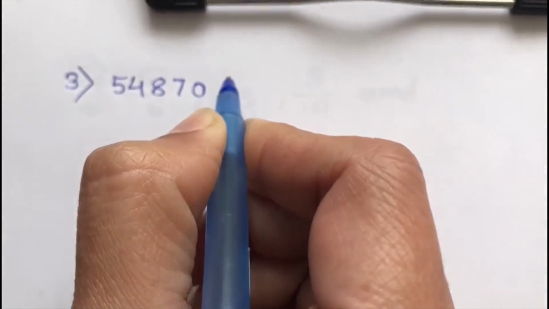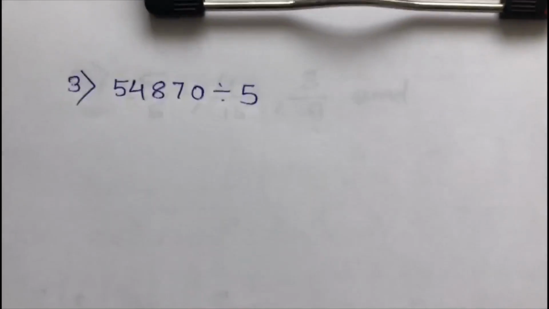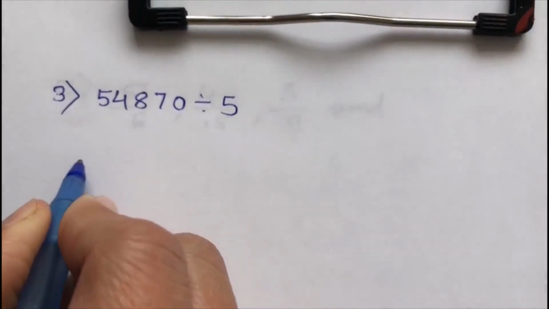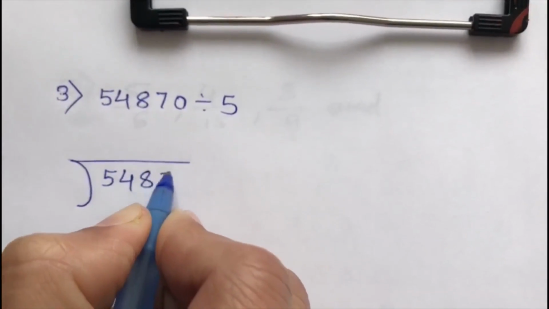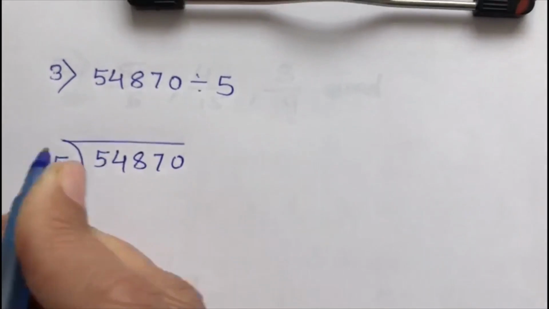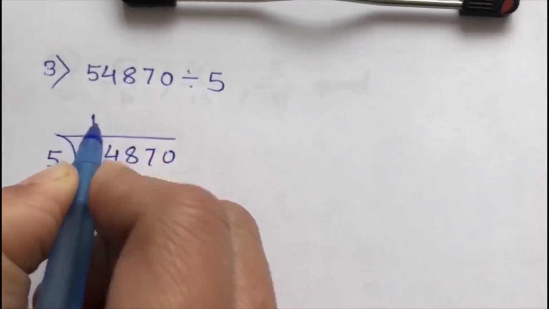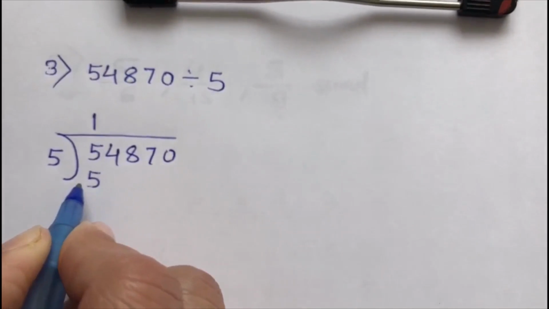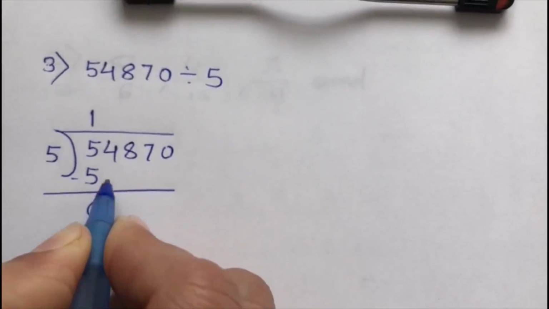So next example is 54,870 divided by 5. So I write this example in this format: 54,870 divided by 5. So in the multiplication table of 5, 5 comes at ones place. So I write here 1 and subtract this 5 from this 5, so we will get 0.